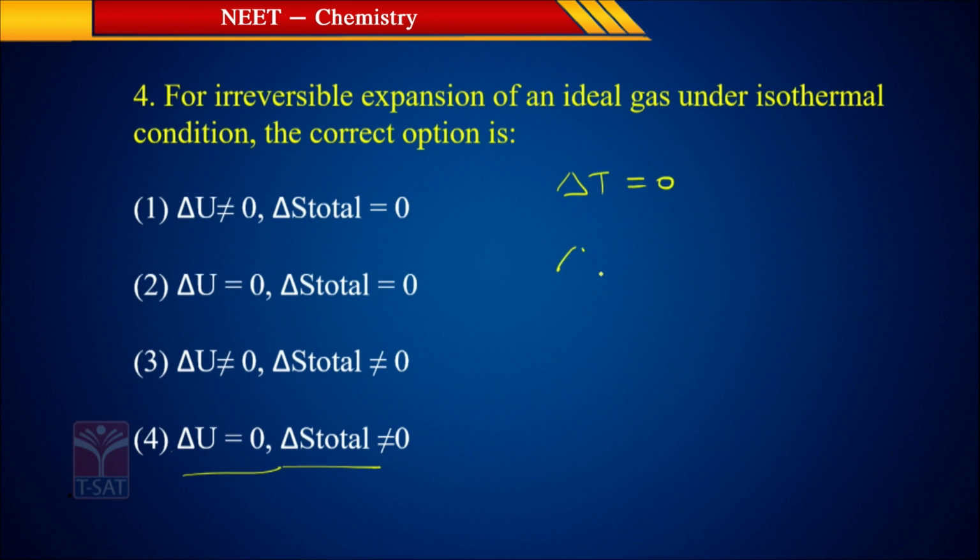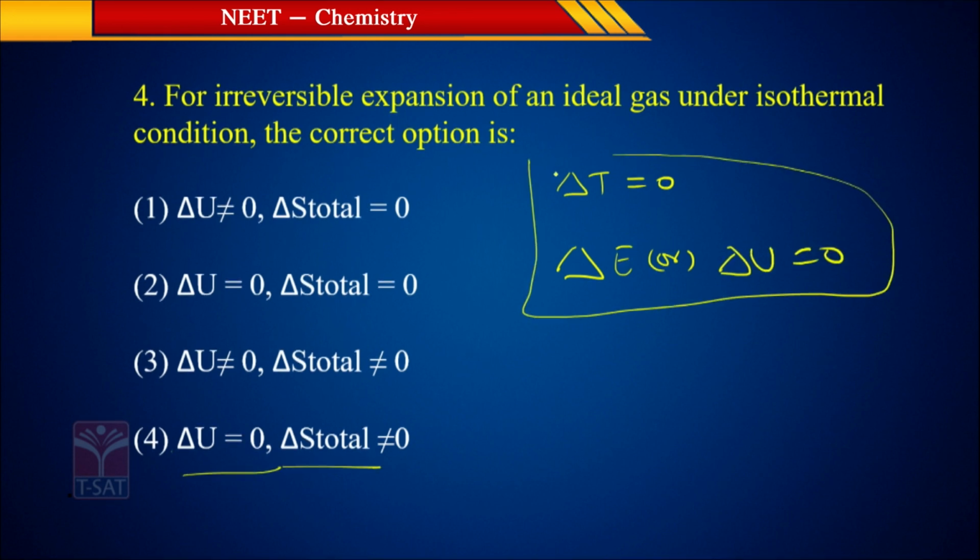If delta T is equal to 0, then delta E, or else we can call it delta U, is also equal to 0. Because the change in temperature is 0, it means the change in internal energy is also 0. So delta U is equal to 0, and you have option 2 and option 4.